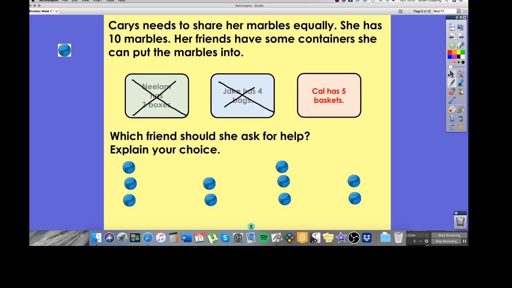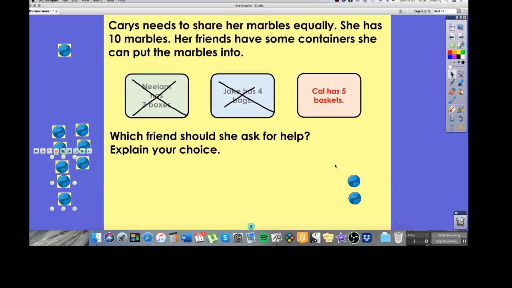So let's just check to see if Carl is right. So we're going to move our marbles back over here again. And this time we're going to have 5 groups. And I'm hoping, fingers crossed, that it's going to work.